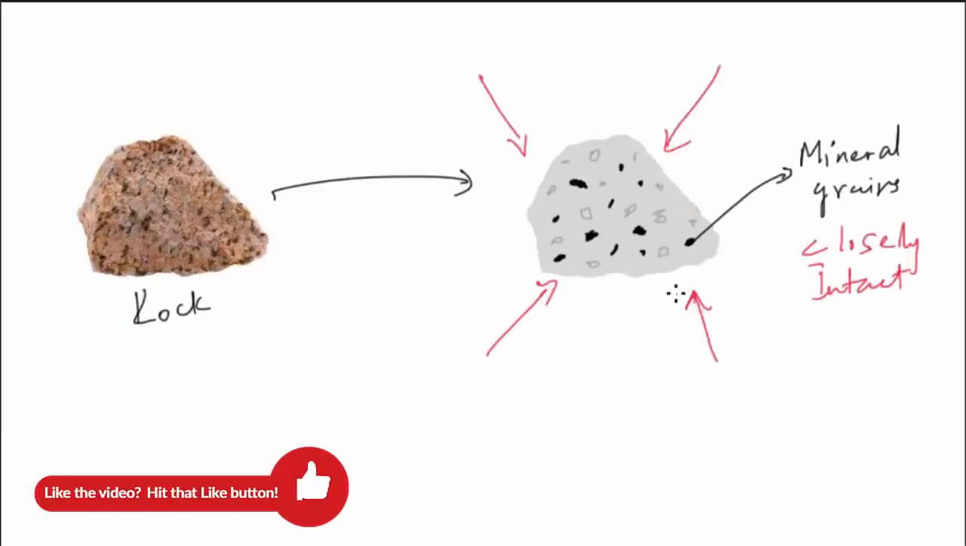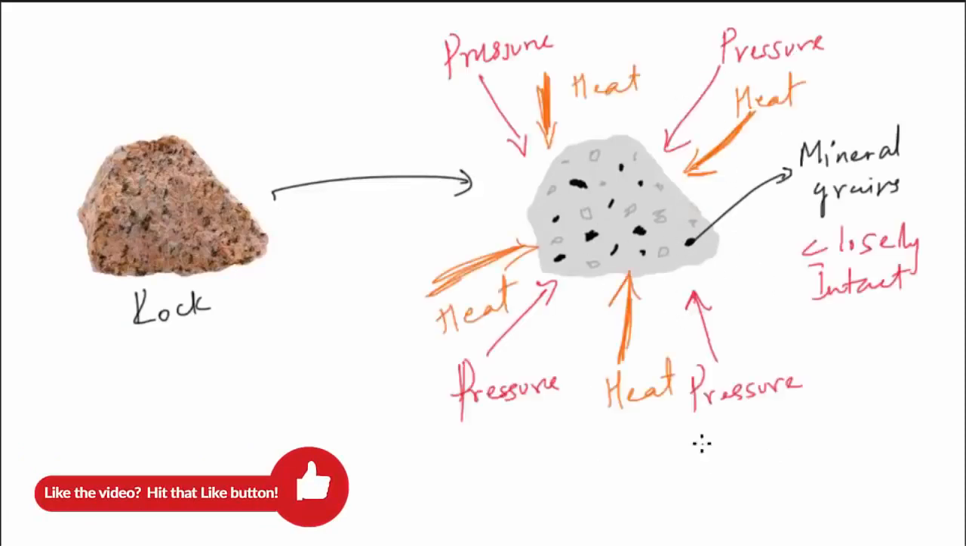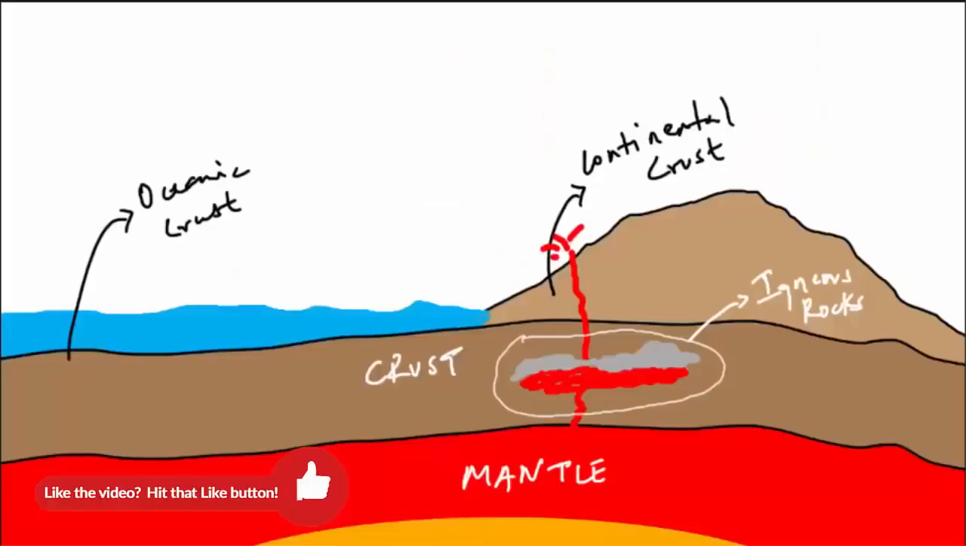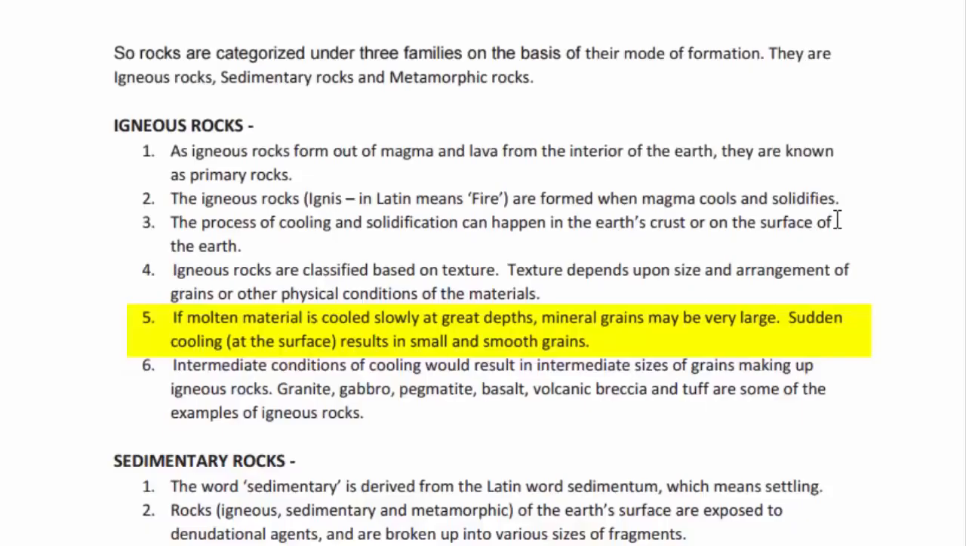And as it is, there is a huge amount of pressure under the crust, and plus temperature is not normal too. So in this situation, those igneous rocks that are formed under the crust or in deep depth of the earth tend to be very large in size. It's like as long as the rock is under the earth's surface, the pressure and temperature doesn't let the mineral debris split apart. It keeps them intact. The intermediate conditions of cooling would result in intermediate sizes of grains making up igneous rocks.